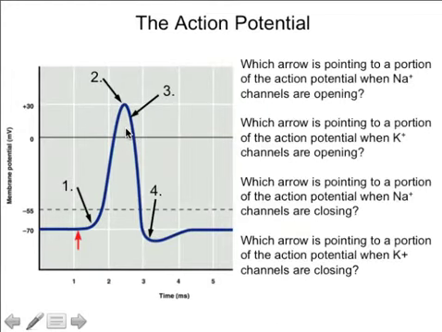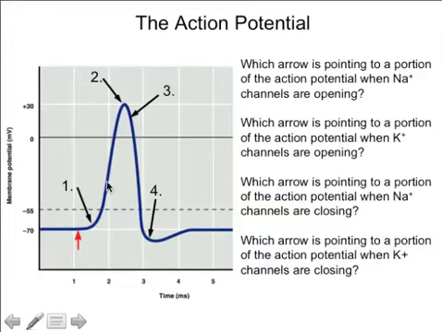Okay. A few more questions on action potential. Which arrow is pointing to the portion of the action potential when the sodium channels are open? And the answer to that question is number 1. The triggering event here again is reaching that critical voltage, about minus 50 millivolts, which causes those gates to fly open. And once that happens, sodium rushes into the cell.